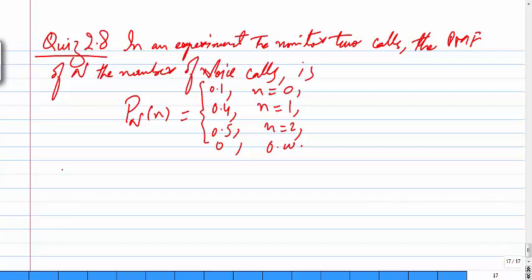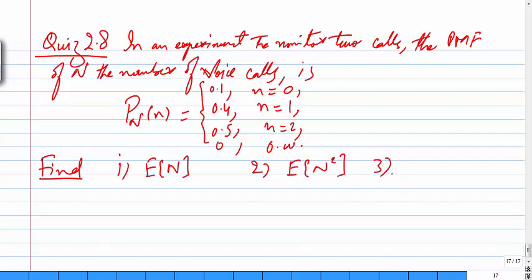Now the question is to find the expected value. First one is expected value of n. Second one is second moment of n, that is n square. Third one is variance. Expected value is also known as the first moment of n. So this is the second moment of n square. Now the variance of n, and then the standard deviation. The last one is the standard deviation of n. So now let's look at the solution.